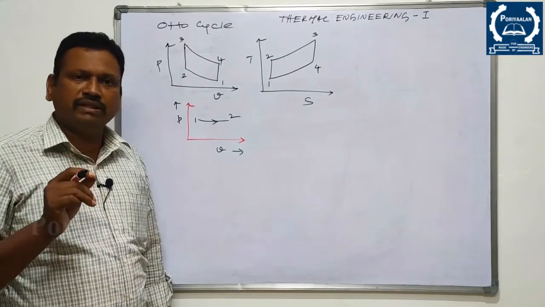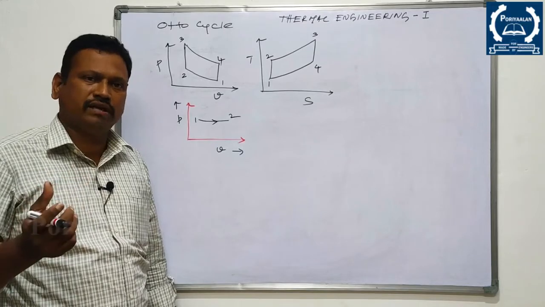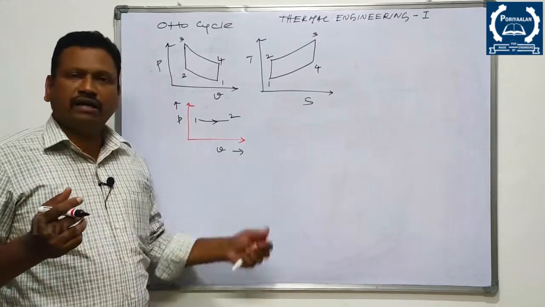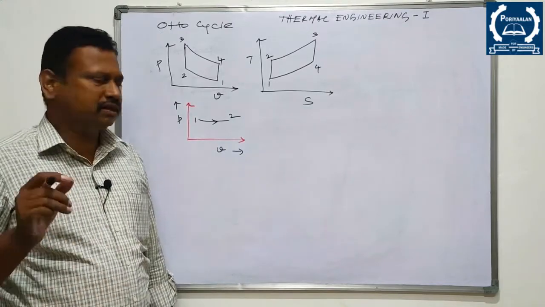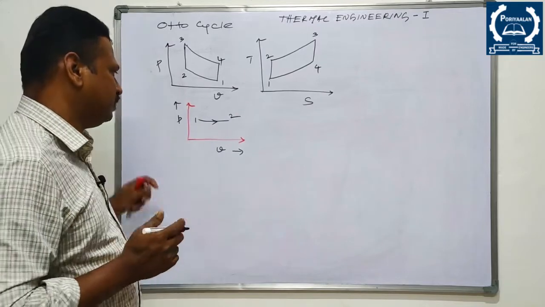So the word iso means even. Say for example, isosceles triangle means two sides are equal, like that. The word iso stands for even. Bar relates to the word pressure. So in that aspect, this is a constant pressure process. How are you saying this is a constant pressure process?